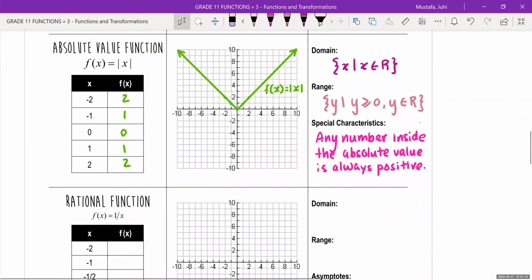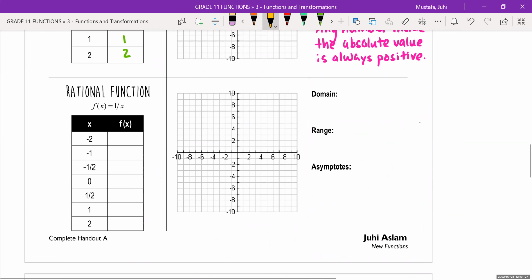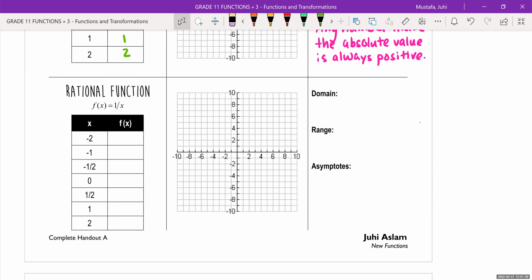Okay, so let's try this one. I'm going to use yellow for this. You're going to notice that for the rational functions, which is just 1 over x, it's a fraction where the variable is in the denominator. I've picked the numbers -2, -1, -0.5, 0, 1/2, 1, and 2. Now, you don't have to really pick the halves, but I just find that picking them makes the graph shape look really obvious to me. And so I think that it does help when you're graphing.